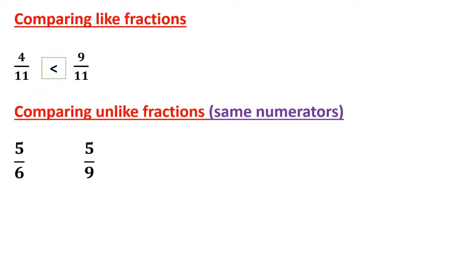Next one is comparing unlike fractions. In unlike fractions we have two cases: the numerators can be the same, or the numerators can be different. First of all, we will deal with the case of the same numerator. The fractions are 5 by 6 and 5 by 9. You can see the numerators are the same here, and as they are unlike fractions, the denominators will be different.